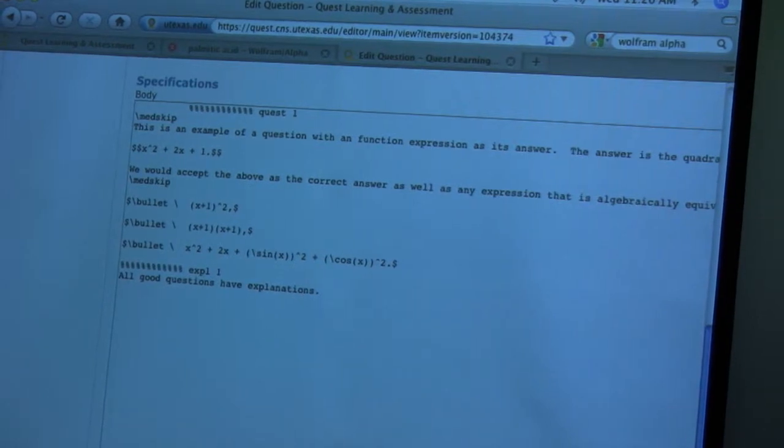So the editor actually has to specify the alternatives. This is a function answer. This is what I wrote in my actual question, and I said, this is the right answer that I coded, and these are the things that would be considered acceptable and equivalent. I wrote this purely for demo purposes. But whatever the student types in, Mathematica will compare.